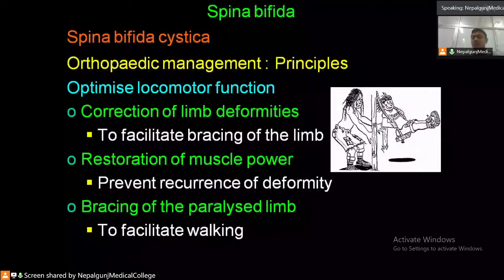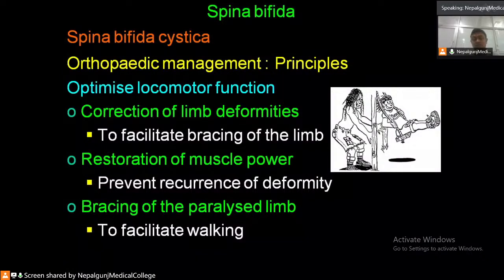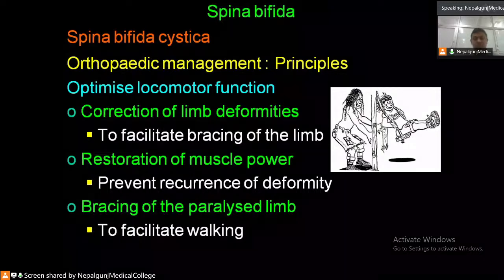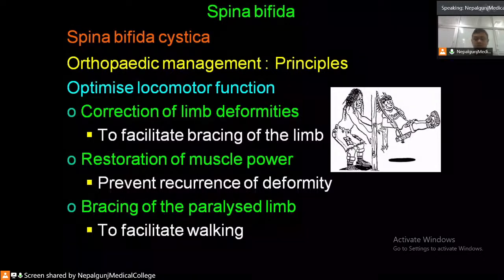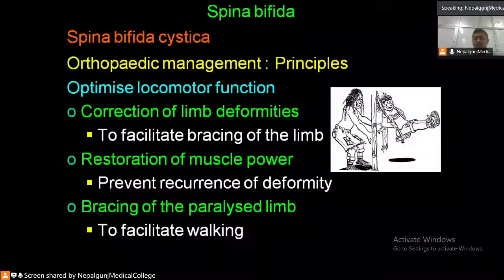The next part is the restoration of muscle power. So there is a neurological deficit, the muscles are weak, so it prevents the recurrence of the deformity. If you restore the muscle power, if you enhance the muscle power, it prevents the further recurrence of deformity. The third one is the bracing of the paralyzed limb. It facilitates walking.